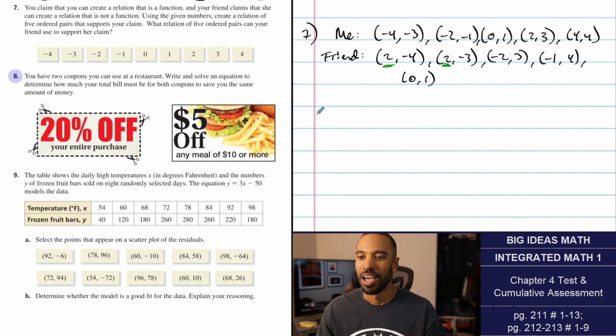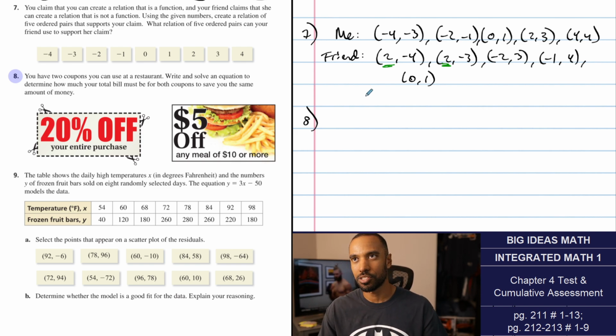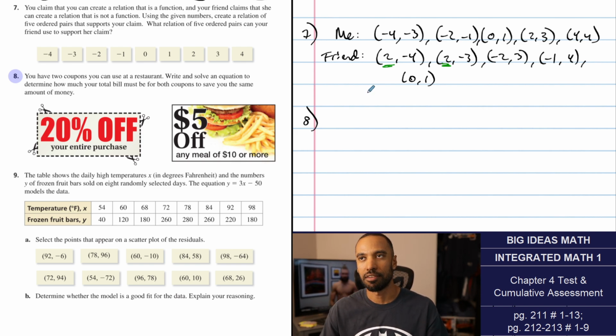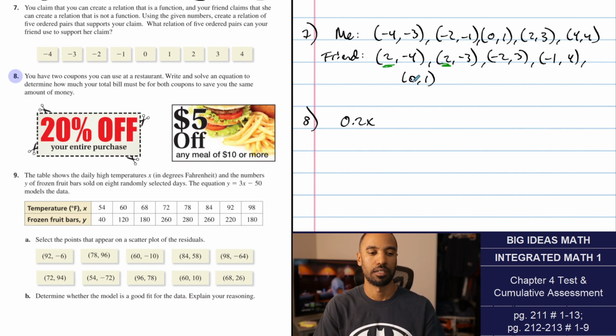I have to think about this. So for number 8, I'm thinking money saved. If X is the amount of money I save in dollars, I take 20% off of that, then 0.2 times X is how much money.